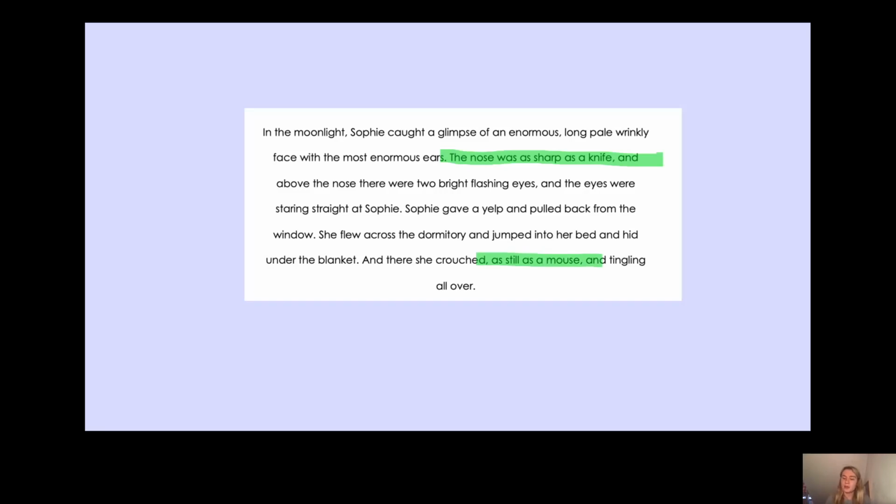Okay, now you have another character description, which is on Year 2 English, 26th of February, Resource 1.